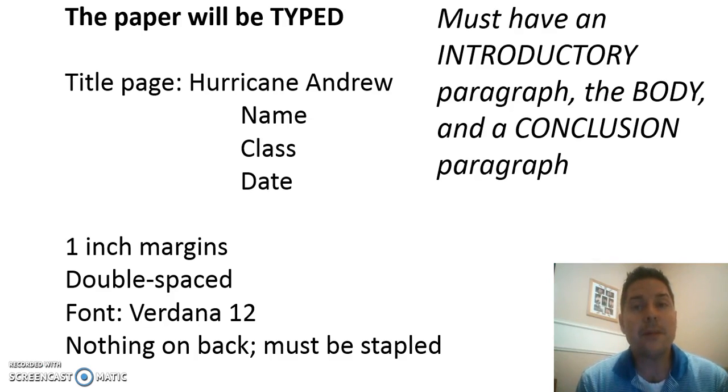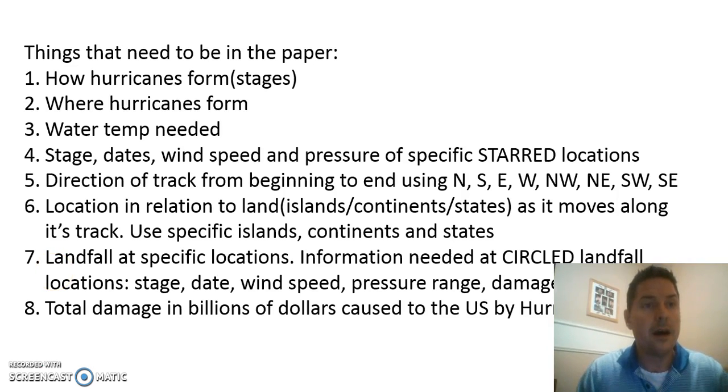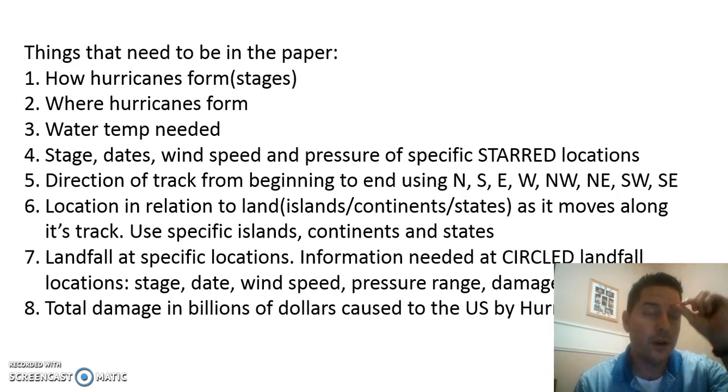All right, the way the paper is going to be written, you have to have an introductory paragraph, the body paragraphs, and a conclusion paragraph. So the things that need to be in the paper: you need to include how hurricanes form. You can use the back of your foldable. It's got the stages there.